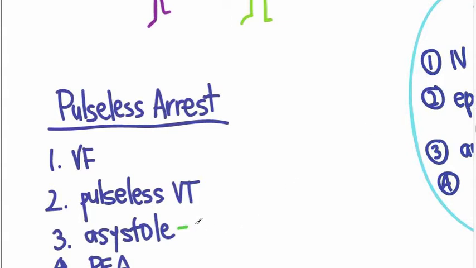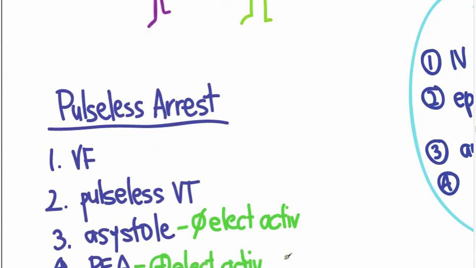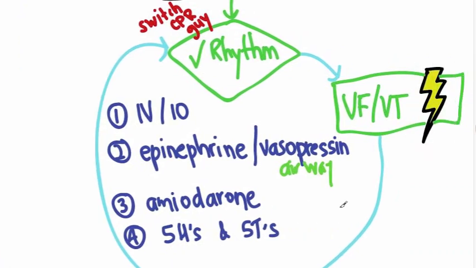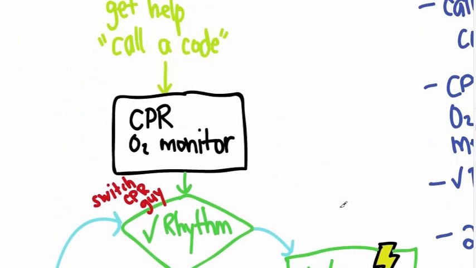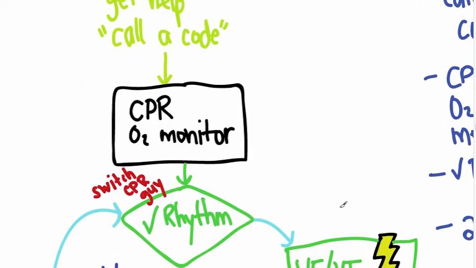So asystole is no electrical activity in the heart, and hence no mechanical activity. PEA is there is electrical activity, but no mechanical activity. All right, so we can use our same algorithm here, but make a few changes to account for what we need to do for these rhythms.